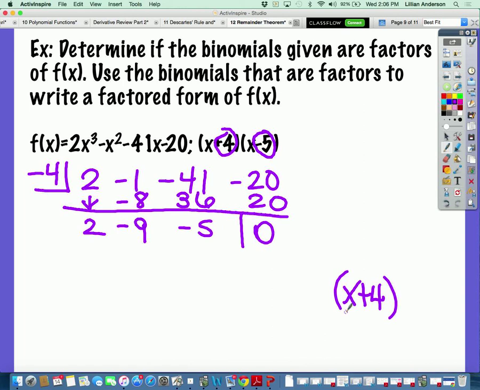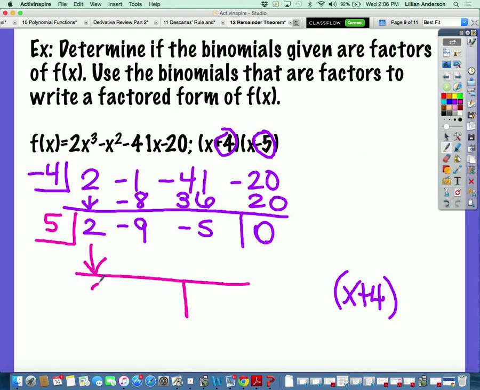That's good. Now I need to test the other factor that's given to me. I can use this form right here to keep going to test 5. And the reason why I can do that is because I had a remainder of 0. If I didn't have a remainder of 0, I would have to go back to the original and test that one. So on the side, we can just put 5 and keep on going. This time, our remainder is going to come underneath that -5. So we do it again.